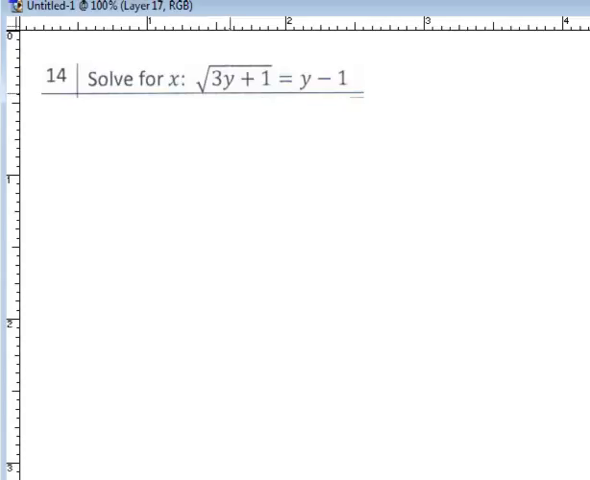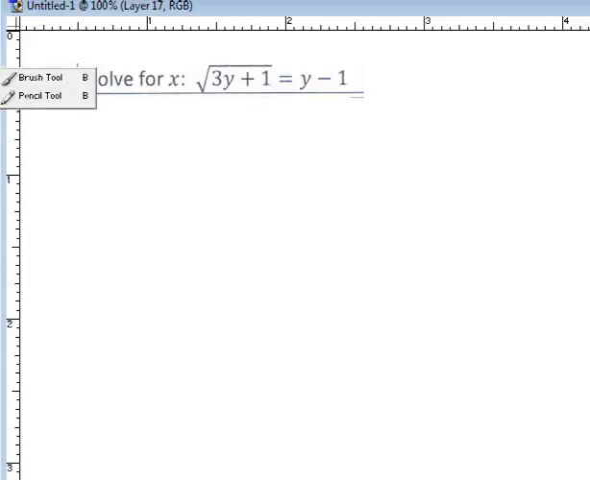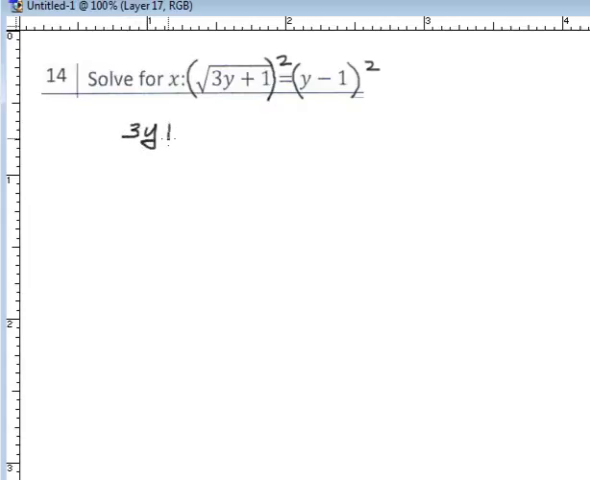Question number 14 is another radical equation. This time the square root is isolated. Here we already solved for the square root, so we just immediately square both sides. So right away we'll do that. We'll square both sides, the left and the right. So on the left we get 3y plus 1. And on the right we have y minus 1 times y minus 1. That's y squared, in the center we have minus 2y, and plus 1.